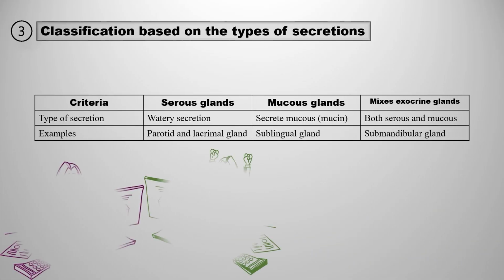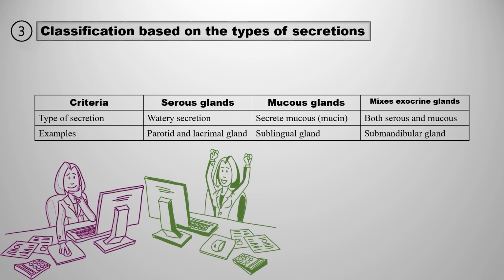The third type of classification is based on the types of secretions. So I have another three types of glands: the serous glands, the mucous glands, and mixed exocrine glands. And I have two criteria, including the type of secretion. Here, the watery secretion. This is the mucus secretion, and here is both serous and mucus secretions.